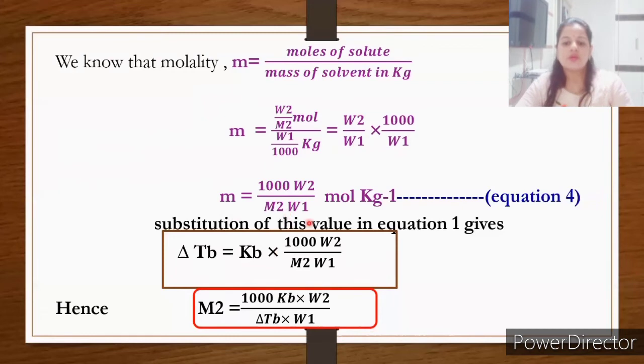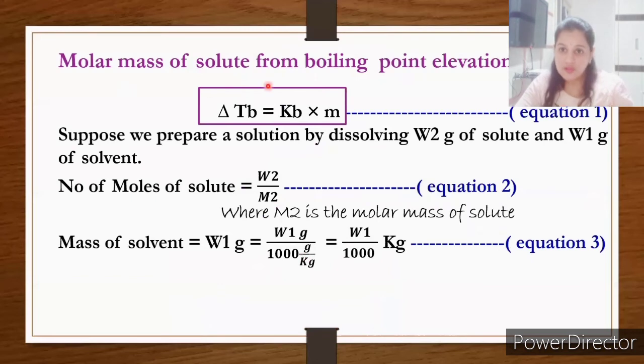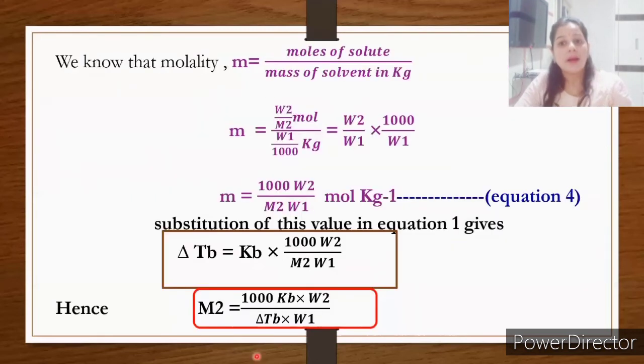Now let us substitute the value of this m in our first equation, that is delta Tb is equal to Kb into m. So it will become delta Tb is equal to Kb into 1000 W2 upon M2 into W1, where W2 is the weight of solute, W1 is the weight of solvent, M2 is the molar mass of solute. The aim was to find out the molar mass of solute from boiling point elevation, so I have to keep the molar mass on the left hand side in order to get its value.